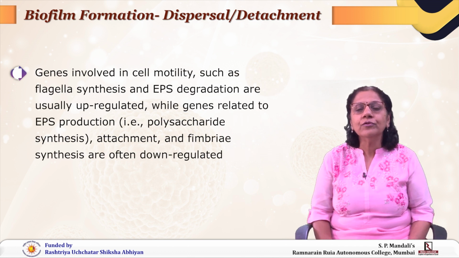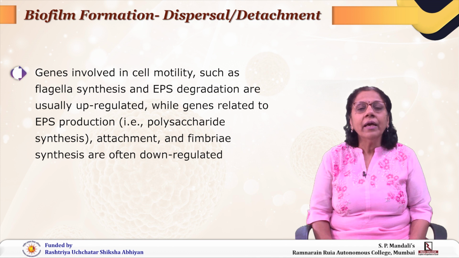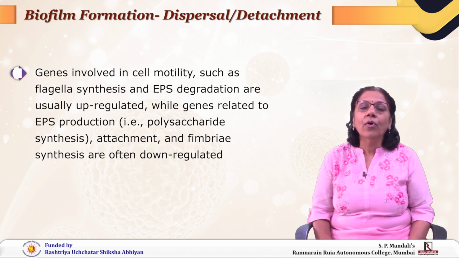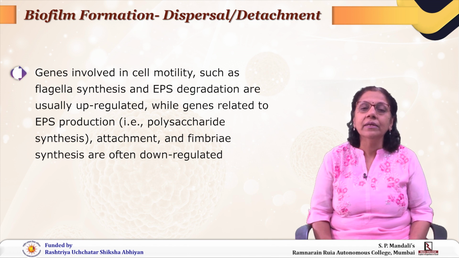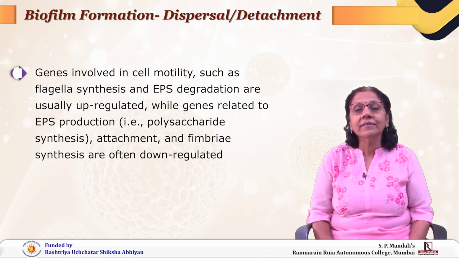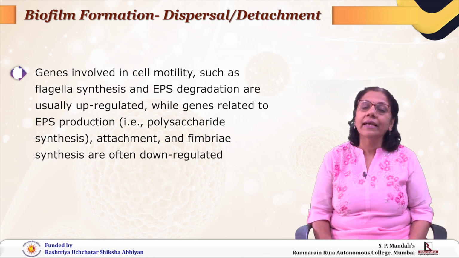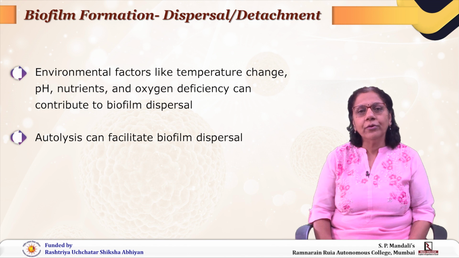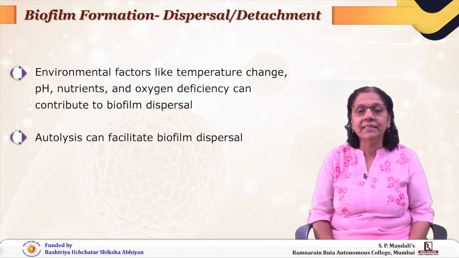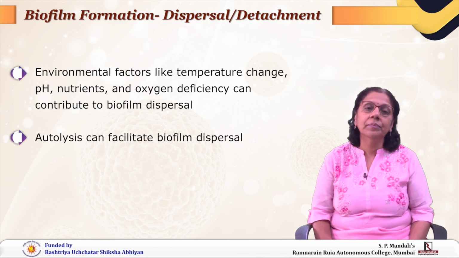Dispersion of biofilm also happens because of a change in gene expression pattern. It is observed that genes for flagellar synthesis and EPS degradation get upregulated during the phase of dispersion, whereas genes for EPS formation, for adhesins, etc., get downregulated. Dispersal of biofilms can also happen because of environmental stress like change in pH, change in temperature, or change in nutrient availability. It has also been observed that autolysis can initiate biofilm dispersion.